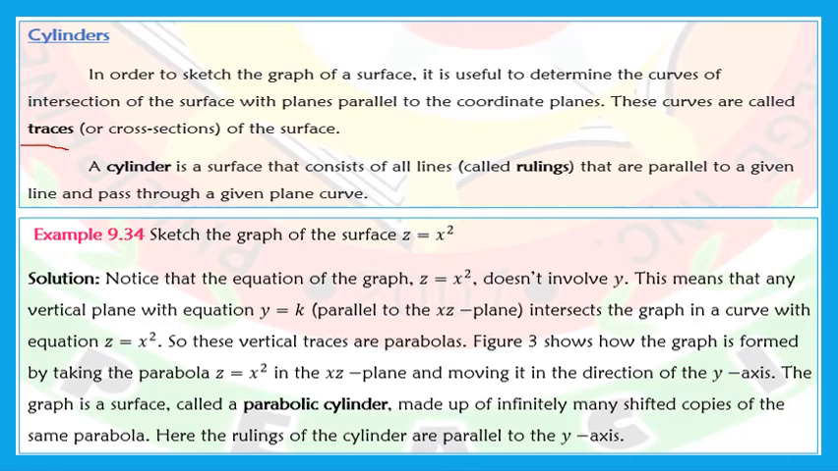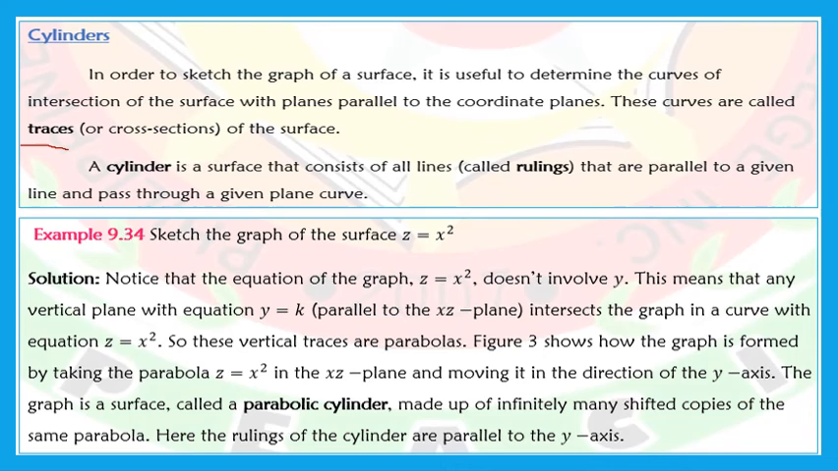This means that any vertical plane with equation y equals k, which is parallel to the xz plane, intersects the graph in a curve with equation z equals x squared. So these vertical traces are parabolas. Figure 3 shows how the graph is formed by taking the parabola z equals x squared in the xz plane and moving it in the direction of the y-axis.